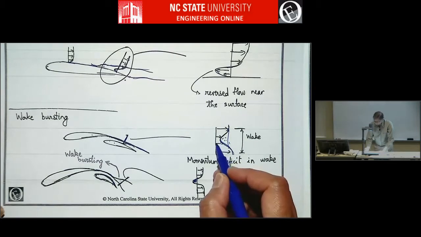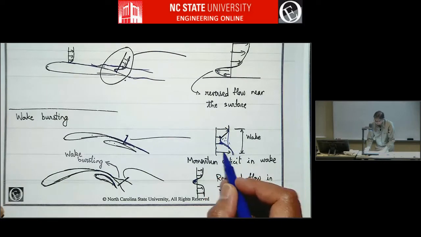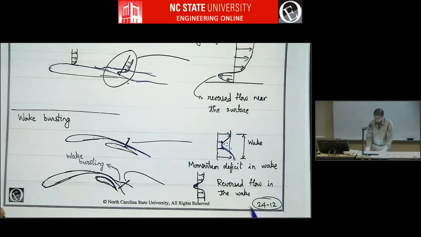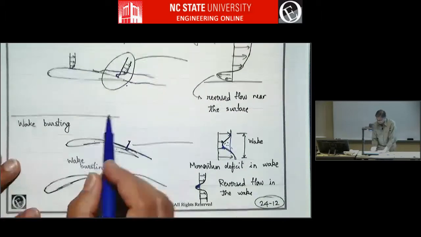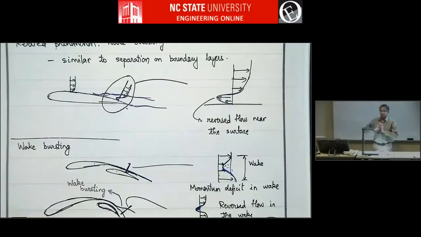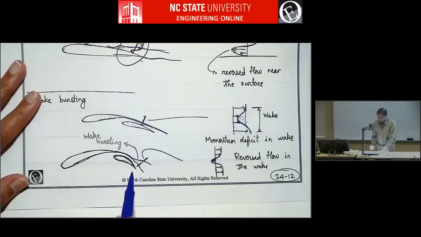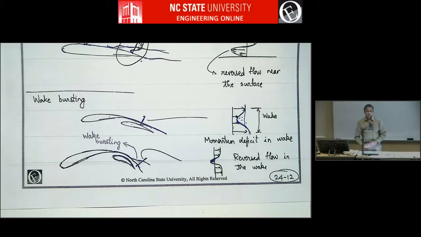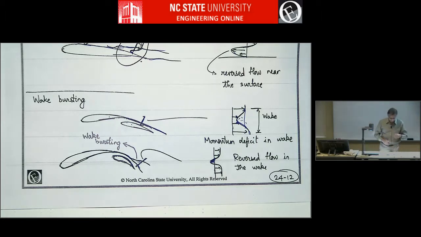So this wake doesn't have reverse flow, right? It only has slower velocity. But when the wake bursts, there is reverse flow in the wake, and that's called wake bursting. And just like the boundary layer suddenly becomes large in thickness, the wake will also become large in thickness, and this is called wake bursting. And this is one of the limiting factors for how much you can push the wake and make it go past adverse pressure gradient. So even the wake can't tolerate more than a certain amount of adverse pressure gradient.